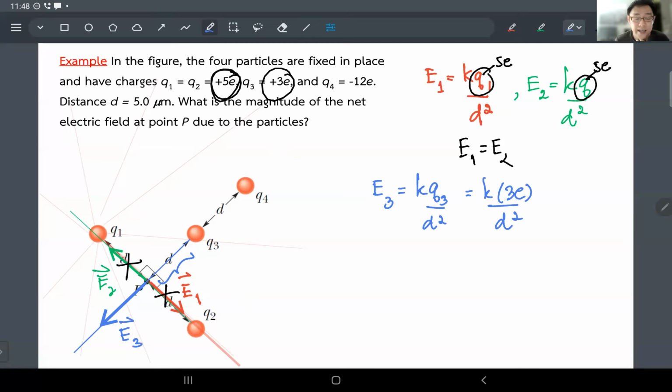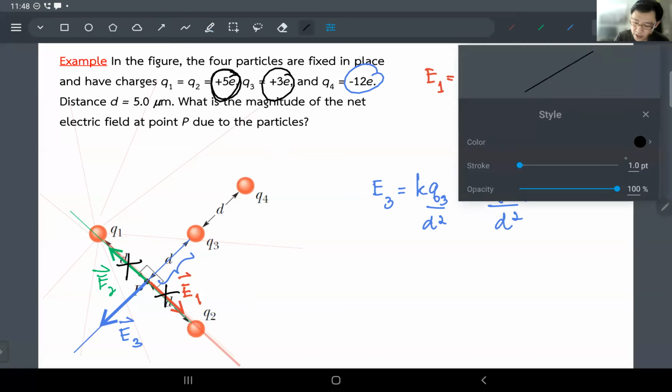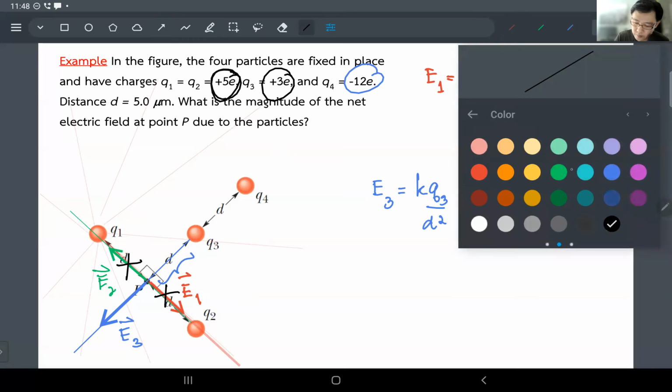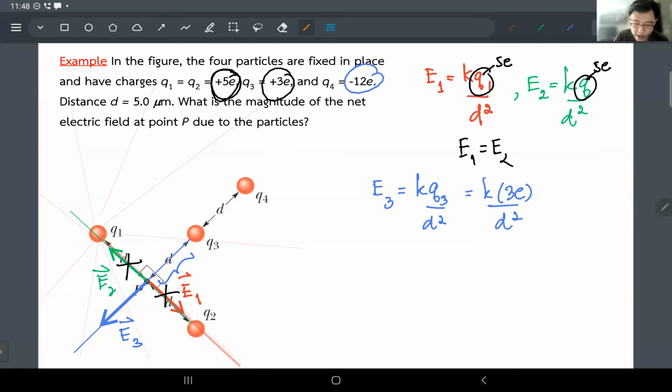Now the last one, guys, the Q4. Now the Q4 is negative 12. So that means the Q4 is negative. So let me draw that line there. Okay, let me change the color here. Let's do orange there. So the Q4 will have its own electric field, everywhere. But because it's a negatively charged particle, electric field will point towards it. Yes, okay, very good.